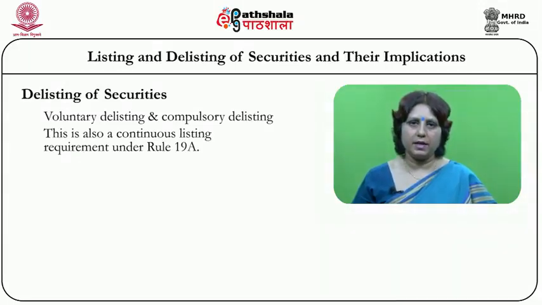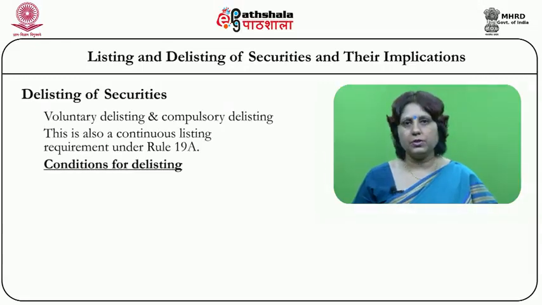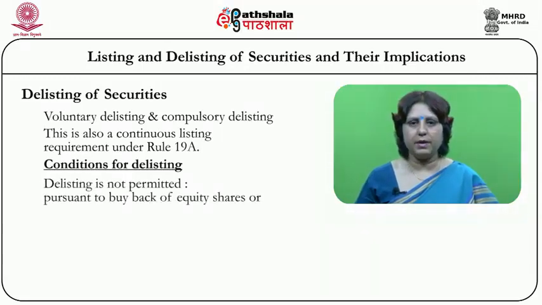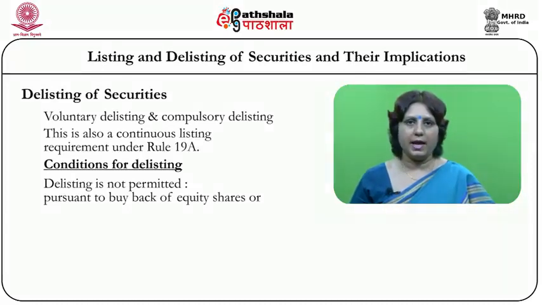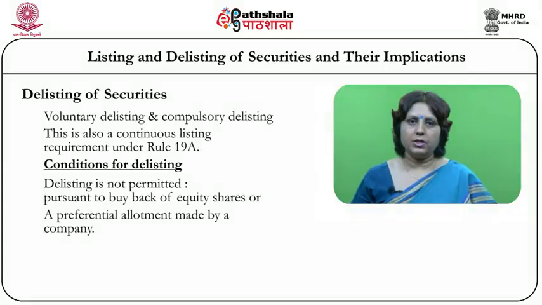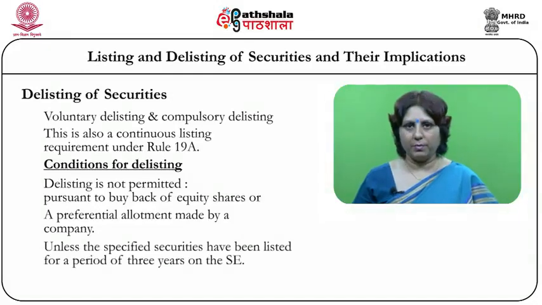Now let us understand the conditions of delisting. Delisting is not permitted in certain cases. For example, if the company has bought back securities, they cannot be delisted. They have to be extinguished as per the provisions of the Companies Act applicable to buyback of securities. Then if a company makes a preferential allotment of securities, it cannot go ahead with delisting of those securities. And if the securities are listed for less than a period of 3 years, they cannot be delisted. So a minimum listing of 3 years should be there before the company goes ahead with the delisting of securities.